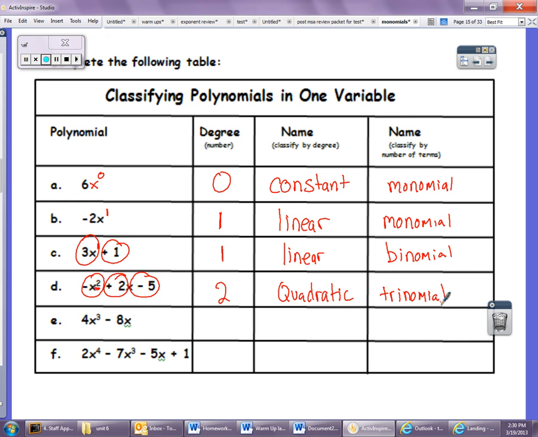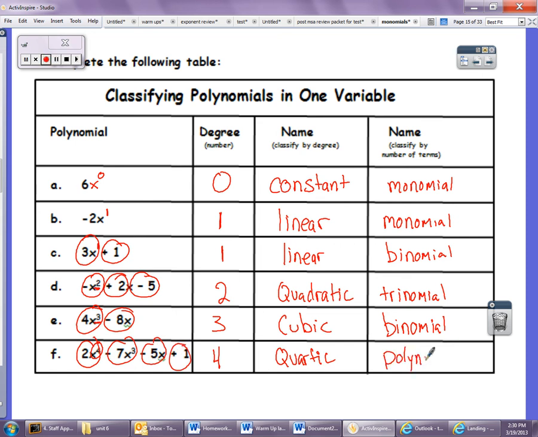We look at the next one, highest degree is 3, so that's called a cubic. And then we have 1, 2 terms, called a binomial. And then the last one, the highest degree is 4. So 4 is called a quartic. And there are 1, 2, 3, 4 terms, so 4 terms is a polynomial.